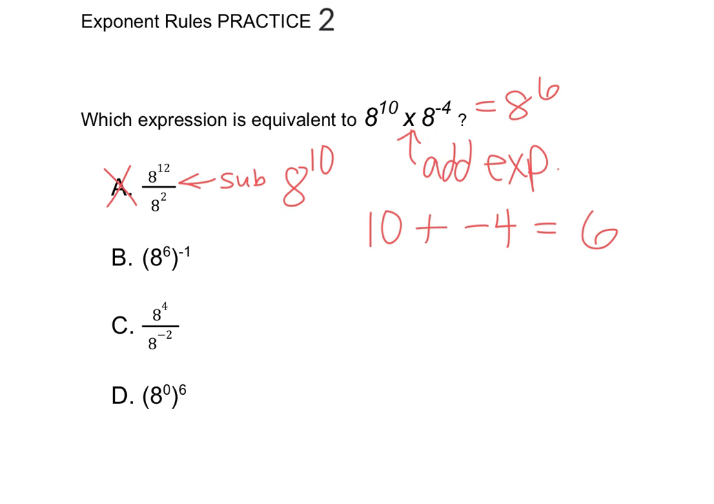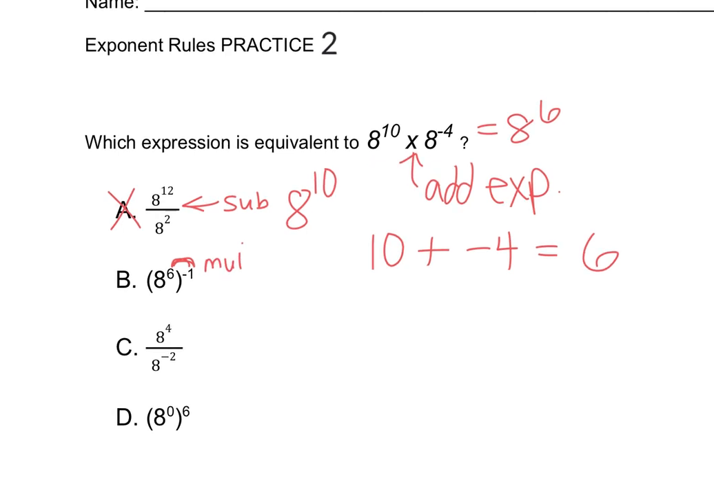Letter B, this is an exponent to another exponent, so we're going to multiply these. 6 times negative 1 is a negative 6 exponent, which is not the same as having a positive 6 for the exponent. So not choice B.